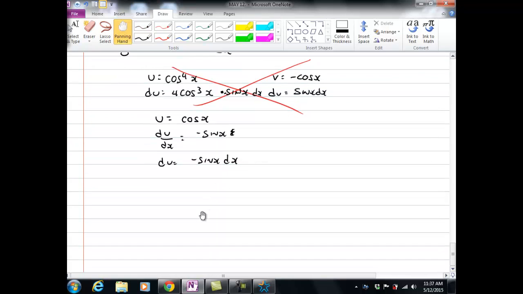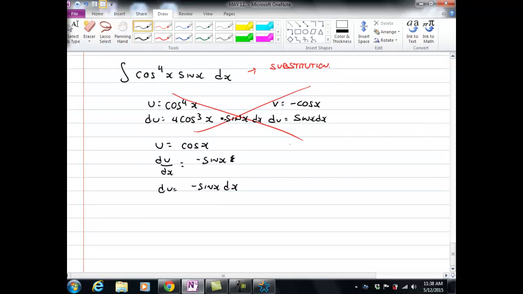u equals sine x? If u equals sine x, you're going to get yourself into a lot of trouble. So now I'm going to replace this. Would you agree? I can rewrite this as u to the power 4. Now, look at this part. See? This sine x dx is right here. I'm going to just move this negative sign over, so it becomes negative du. So now I can integrate that and get my answer.